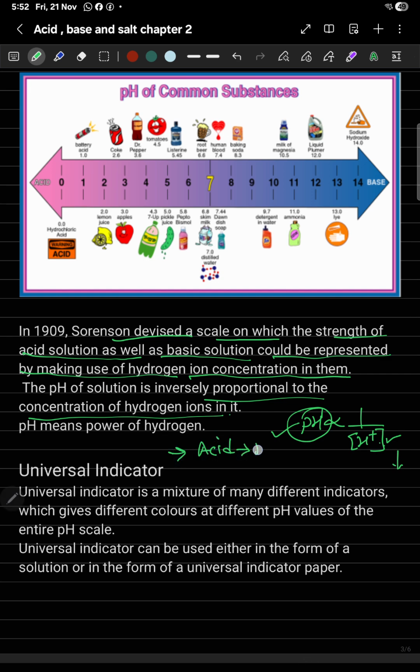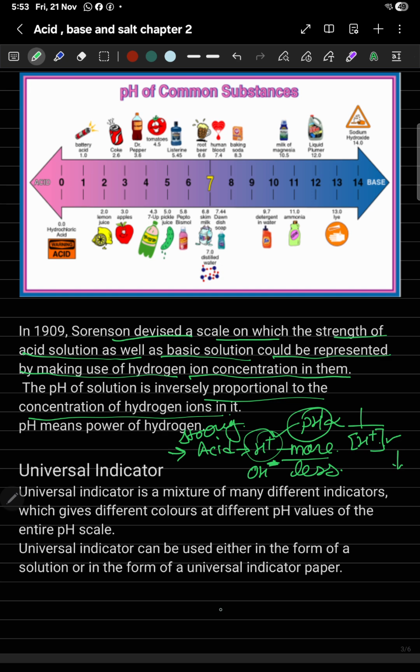If it is an acid, that means H positive ions are present. If more H positive ions are present, we can say that an acid has a high concentration of H positive ions and OH negative ions in less amount. That is the meaning of a strong acid, you can say.